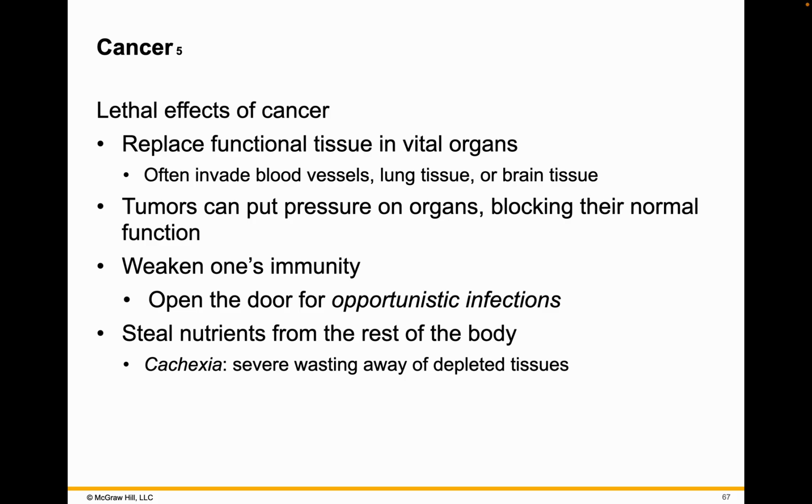Cancer replaces functional tissue and vital organs. You don't really have extra space for anything in your brain, or you do, unfortunately, in your lung tissue, which is one of the reasons it takes a long time to catch lung cancer. Tumors can put pressure on other organs. They weaken immunity, and they also steal nutrients from the rest of the body. It's a cancer wasting disease. Cancer cells will take nutrients away from healthy cells.